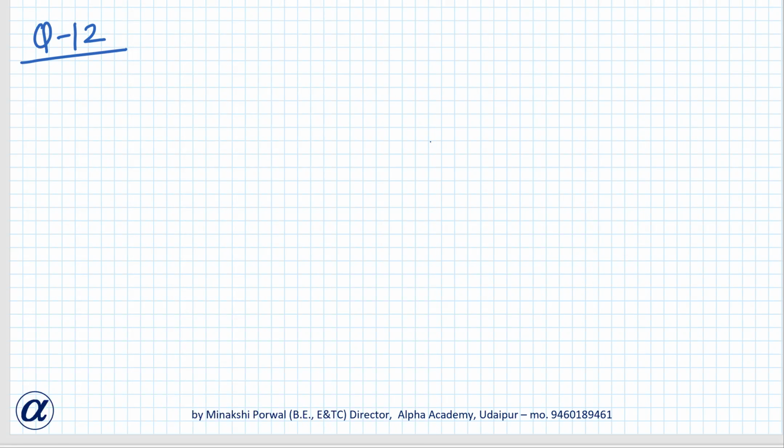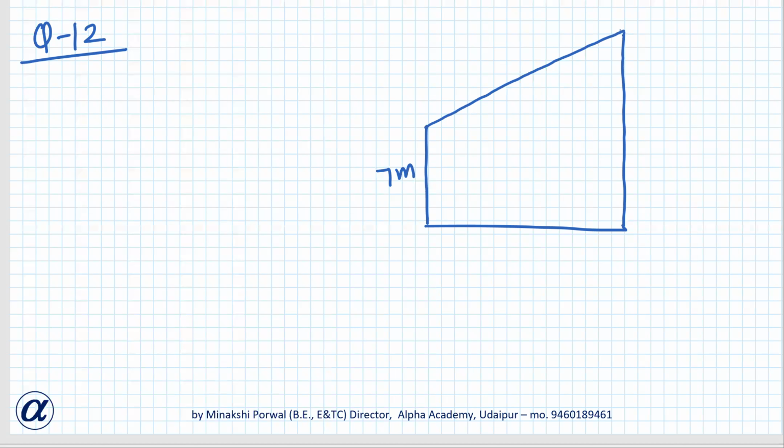So there is a 7-meter high building, and there is a tower. This is the 7-meter tall building and that is the tower. From the top of the building, the angle of elevation of the top of the cable tower is 60 degrees. So this angle is 60 degrees. And from the same point, the angle of depression of the foot of the tower.